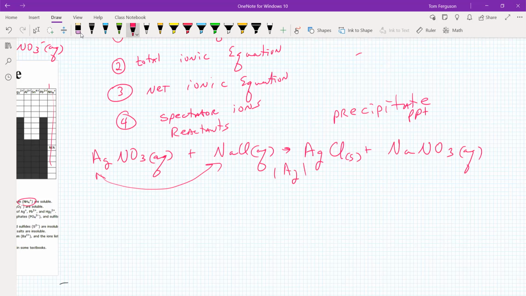If one on the left, one on the right. Good shape. How many nitrates, NO3s? One on the left, one on the right. Sodiums, 1 and 1. Chlorine, 1 and 1. So it's balanced. Inventory proves it.